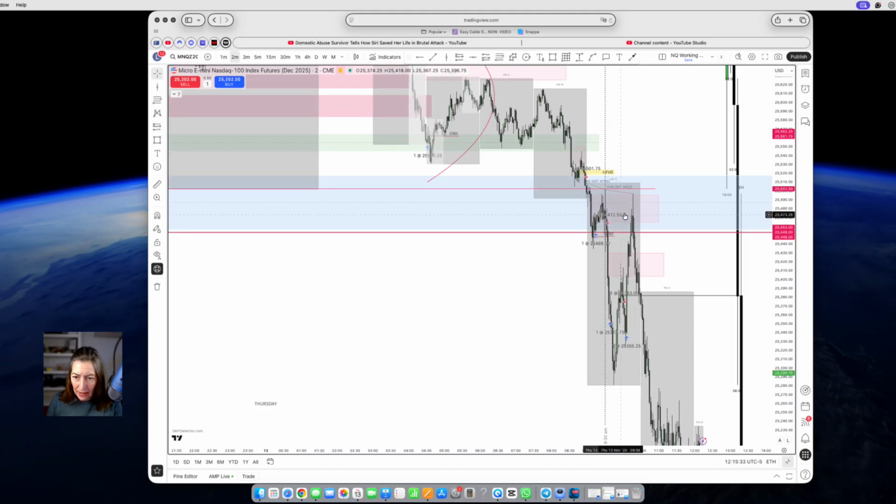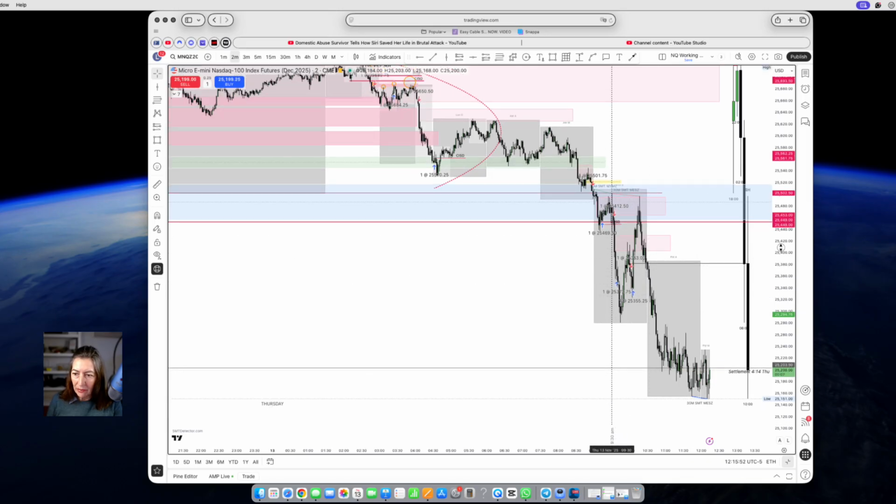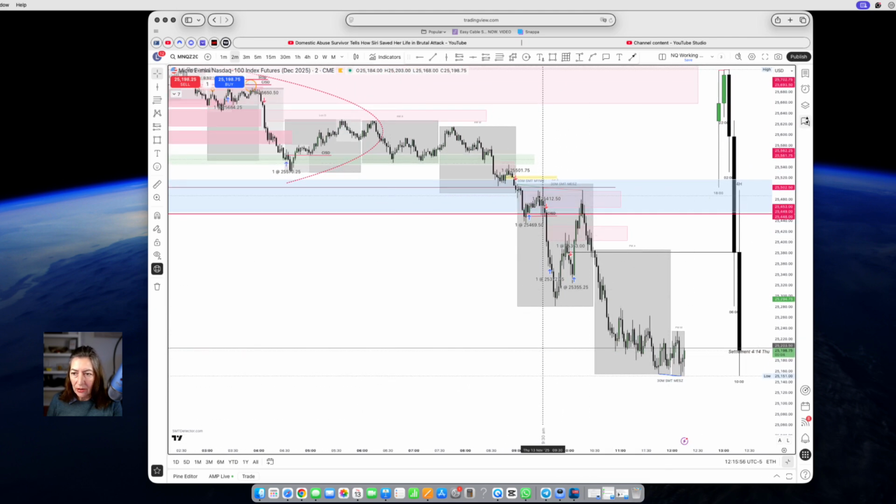I entered again from the SIBI. So as soon as price retraces back into the SIBI, I'm entering because you want to enter when price is retracing, because I'm bearish, right? Like I know price is going down here. So enter again here, exit here, another enter here and exit here. And that gave me a total of 180 points. I think it is 180 points.